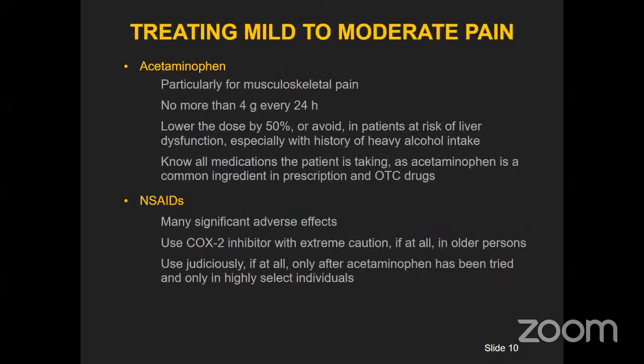So, treatment with pharmacologic agents. First, we start with acetaminophen, particularly for musculoskeletal pain.